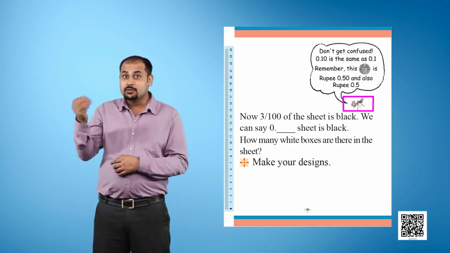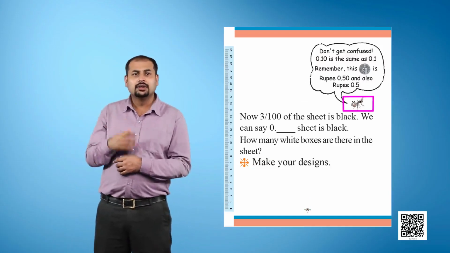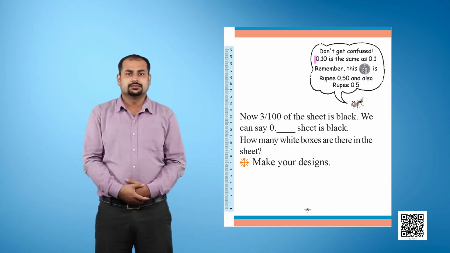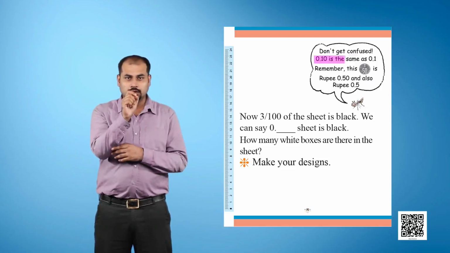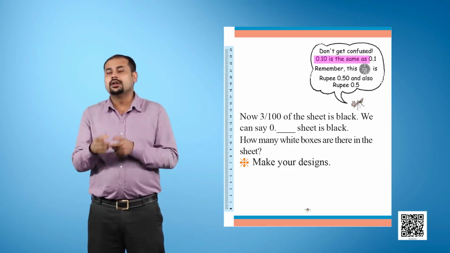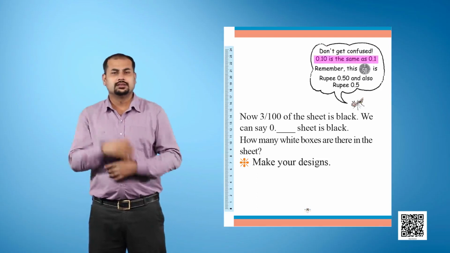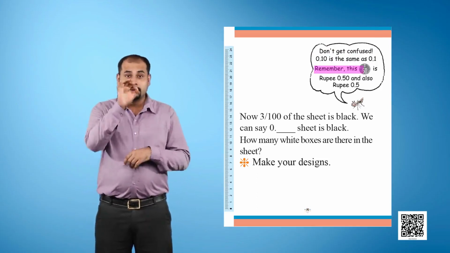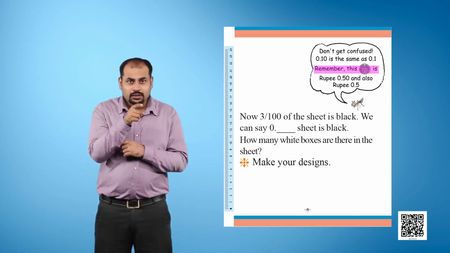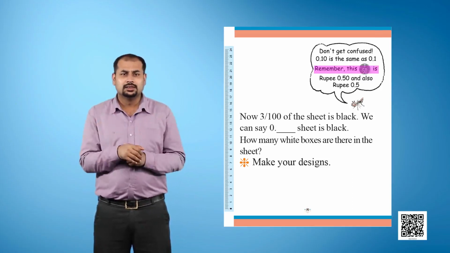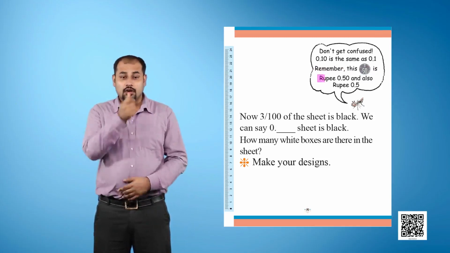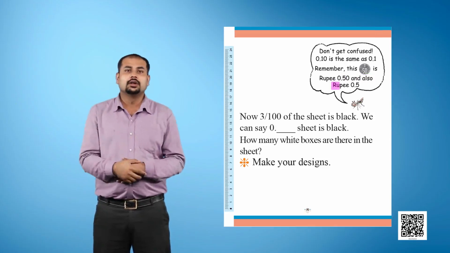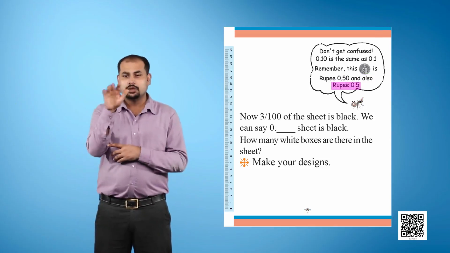Uh-oh, the same fly has come again and is telling us, "Don't get confused. 0.10 is the same as 0.1. Remember, this 50 paise coin is rupee 0.50 and also rupee 0.5."